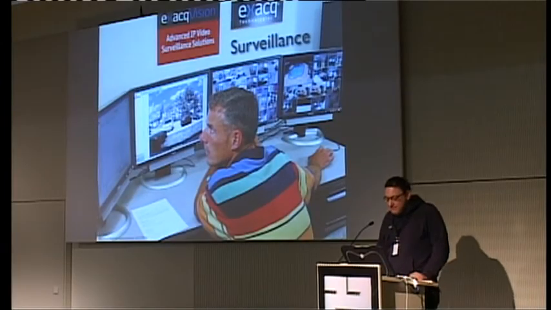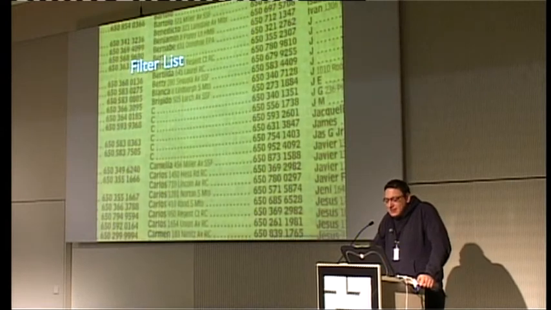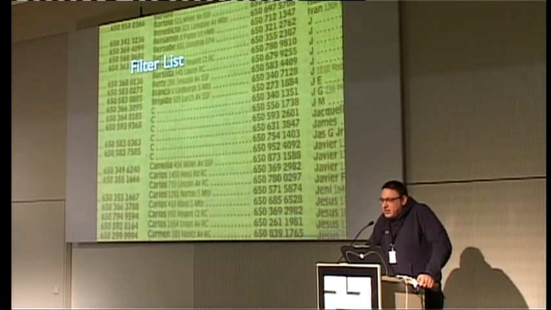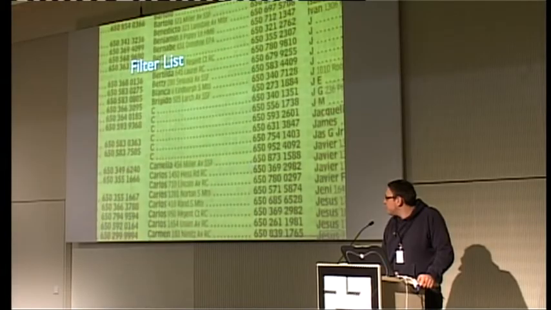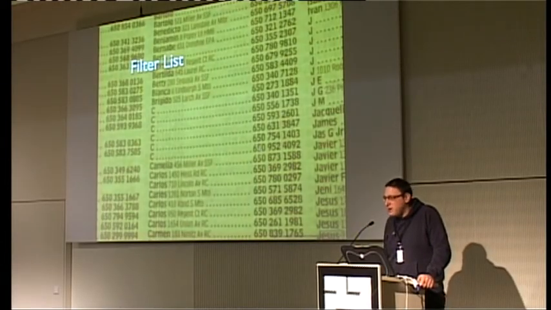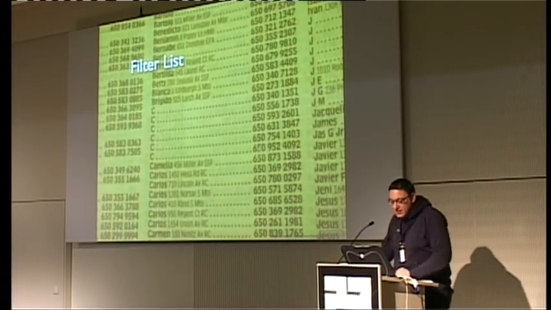Okay. If you want to identify your user, you have to use filter lists. In this example, it's a phone book. I think it's from San Francisco, because there's a prefix of 650. Probably you should remember this. I will come back to it later. But you have to use a filter list and see or identify your users by numbers, I would say.